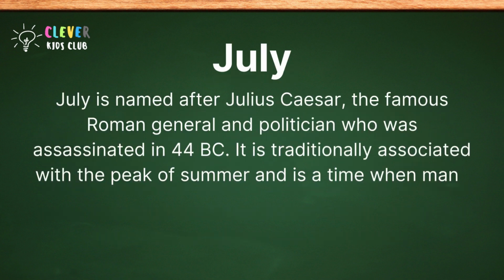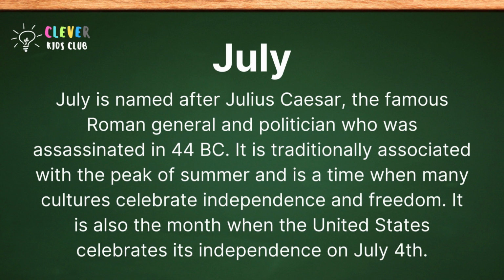July. July is named after Julius Caesar, the famous Roman general and politician who was assassinated in 44 BC. It is traditionally associated with the peak of summer and is a time when many cultures celebrate independence and freedom. It is also the month when the United States celebrates its independence on July 4th.